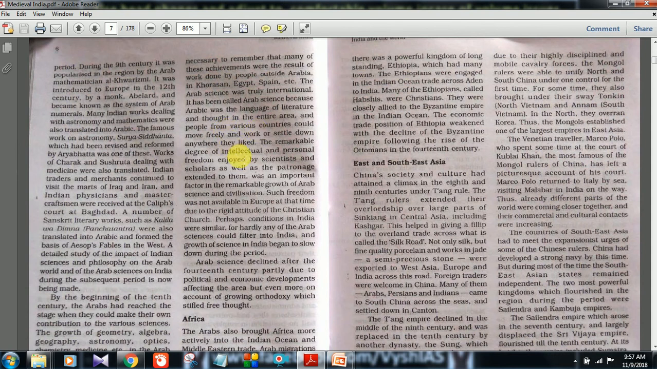The remarkable degree of intellectual and personal freedom enjoyed by the scientists and scholars, as well as the patronage extended to them, was an important factor in the remarkable growth of Arab science and civilizations. Such freedom was not available in Europe at that time due to the rigid attitude of the Christian church. Perhaps conditions in India were similar, for hardly any of the Arab sciences could filter into India, and growth of science in India began to slow down during this period.